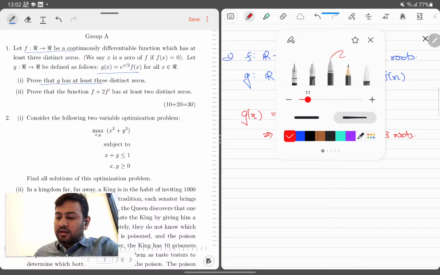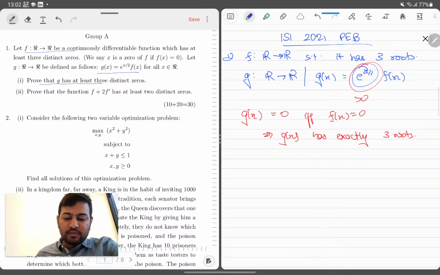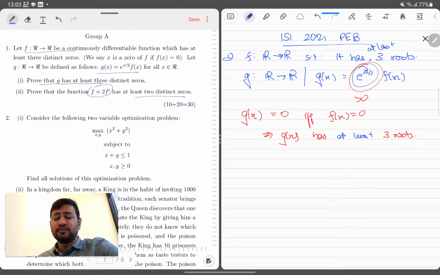Okay, now let's look at the second part of this problem. We have to show that the function f plus twice f prime has at least 3 distinct zeros. Oh sorry, I made a mistake in the first part. So it has not 3 roots, it has at least 3 roots. So g of x will also have at least 3 roots. The number of roots of g of x will be exactly equal to the number of roots of f of x. Anyway, coming to the second part, we have this function.